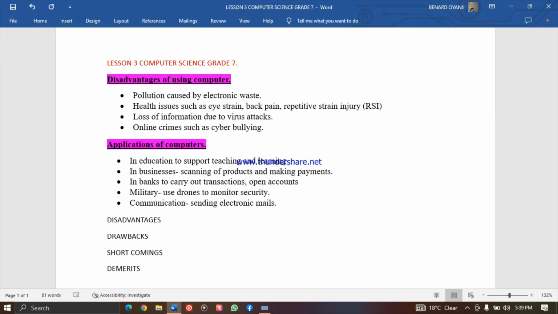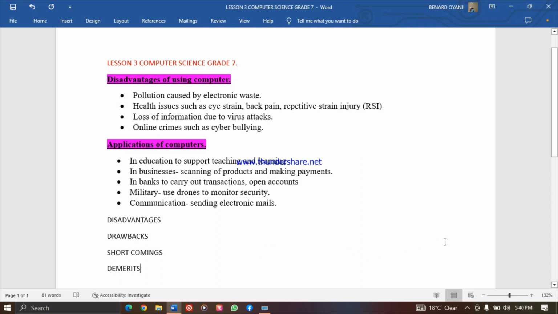They are simply asking you, what are some of the problems you encounter when using computers? For example, you've said things to do with health issues such as eye strain, back pain, repetitive strain injury. We have loss of information. You can lose your data due to a virus attack. A virus is just a malicious program that can cause problems to your data, and you can lose your data. Apart from that, you have online crimes such as cyberbullying, etc.